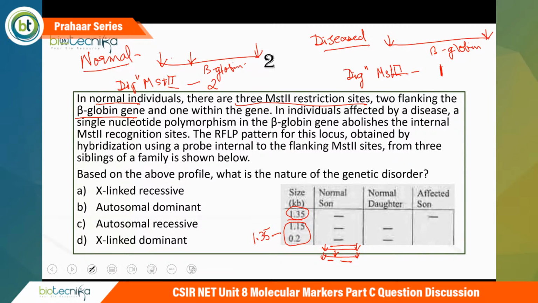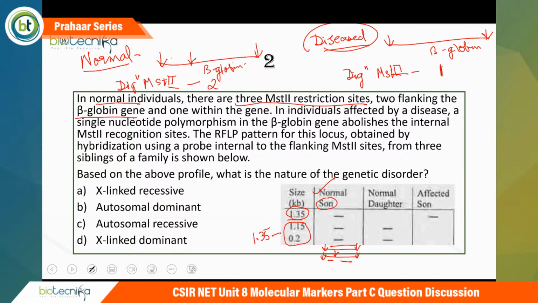Okay, so the normal son: first of all, the son has 2 copies of the gene. So that definitely means the gene cannot be X-linked, because if it was X-linked, the males would have only 1 copy. Since the son has 2 copies, it has to be autosomal. Now, in the autosomal condition, you see that the son has 1 diseased copy, this one is the diseased copy, but still he is phenotypically normal.